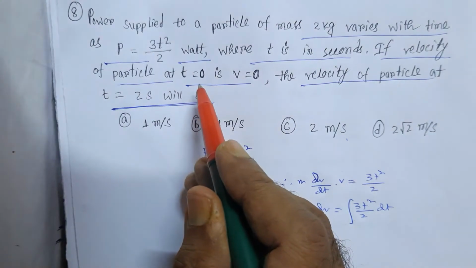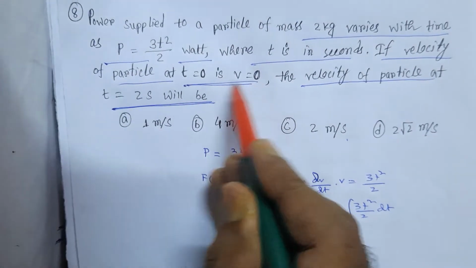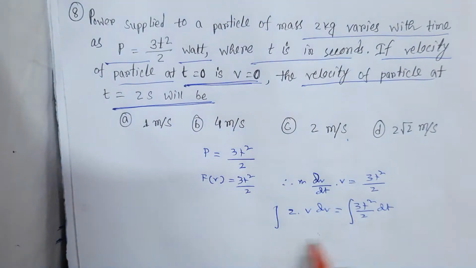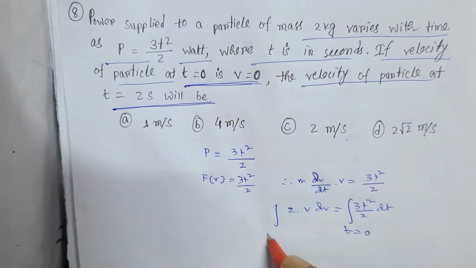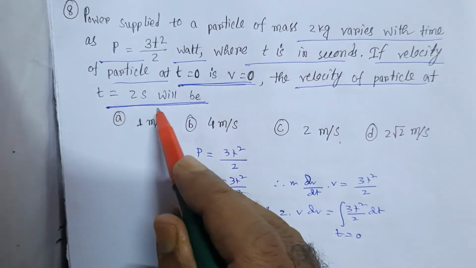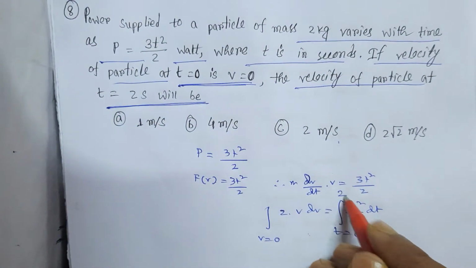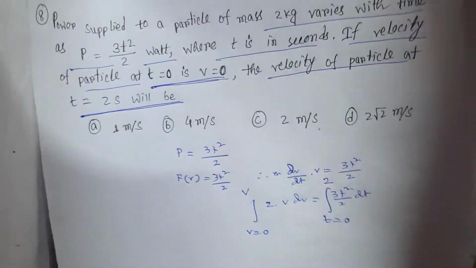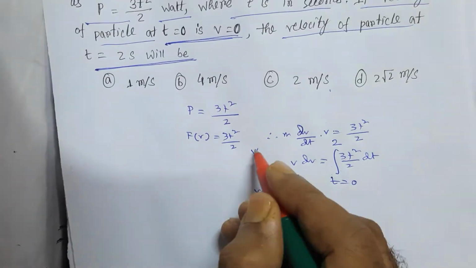So the boundary condition is given: t equals 0, v equals 0. So when t equals 0, we may put v equals 0 as the lower limit. And we have to find the velocity of the particle at t equals 2 seconds. So t will vary from 0 to 2, and we have to find the velocity, let it be small v.